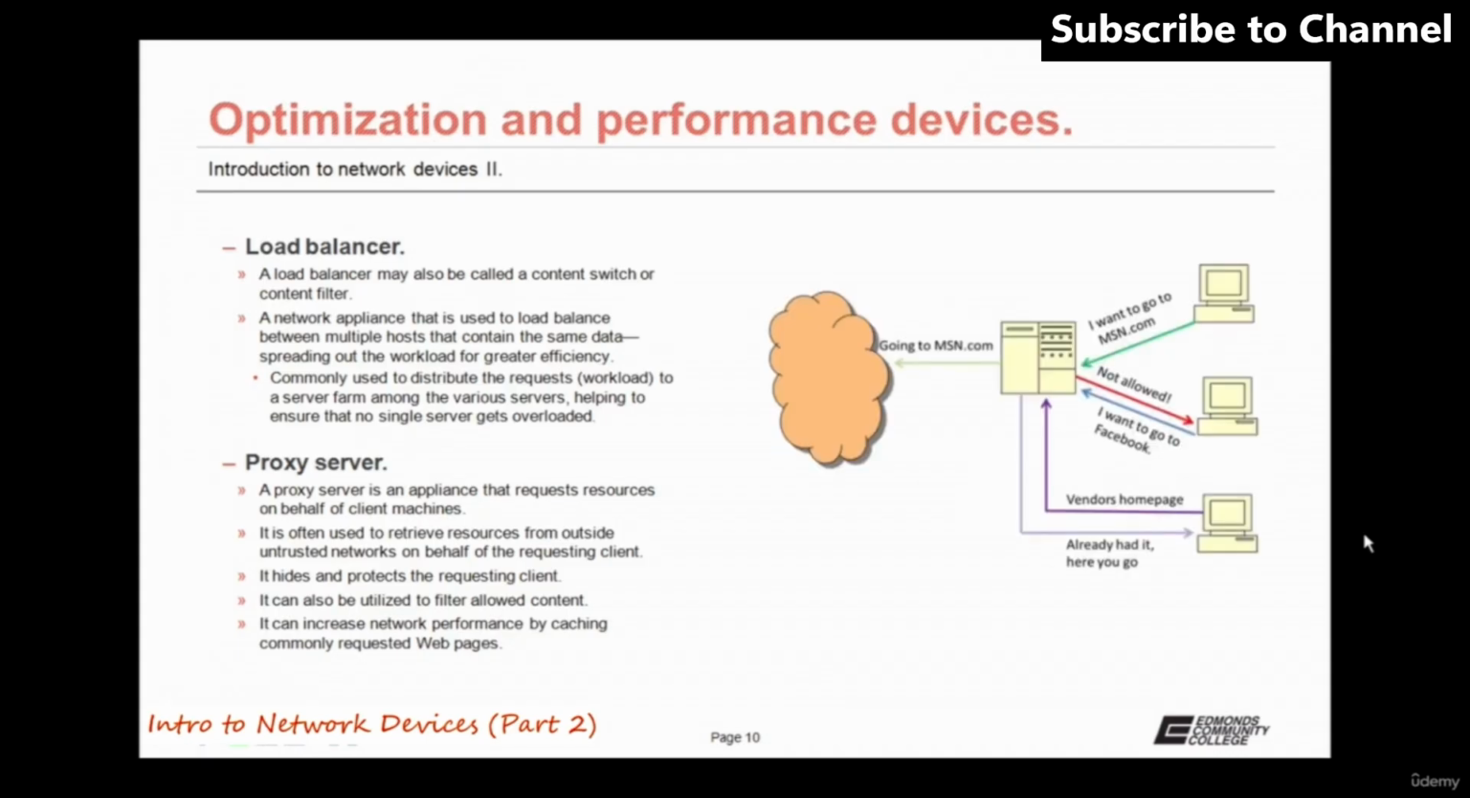Then there's the proxy server. A proxy server is an appliance that requests resources on behalf of a client machine. It's often used to retrieve resources from outside untrusted networks on behalf of the requesting client. It hides and protects that requesting client from the outside untrusted network. It can also be utilized to filter allowed content back into the trusted network. It can also increase network performance by caching or saving commonly requested web pages.